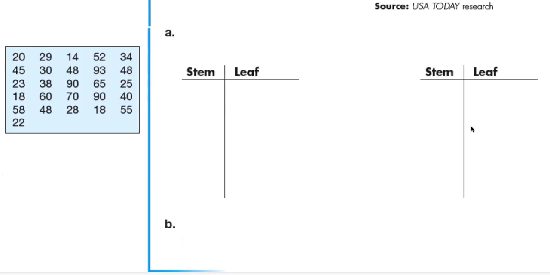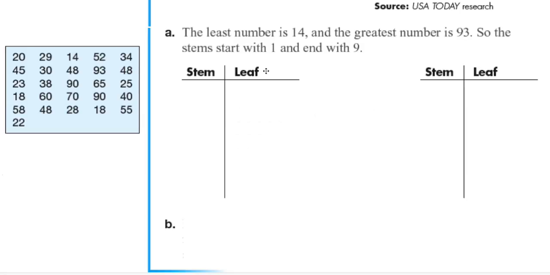Okay. So in letter A, I just copied in the table here so I don't have to go up and down. Okay? Letter A, the least number is 14 and the greatest number is 93. So the stems start with 1 and end with 9, and then we start creating the leaves.